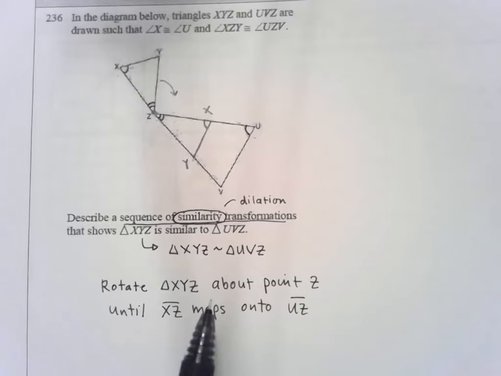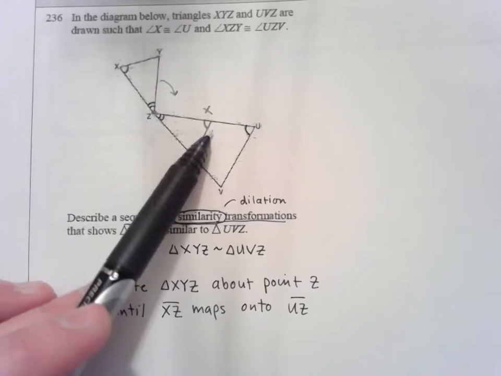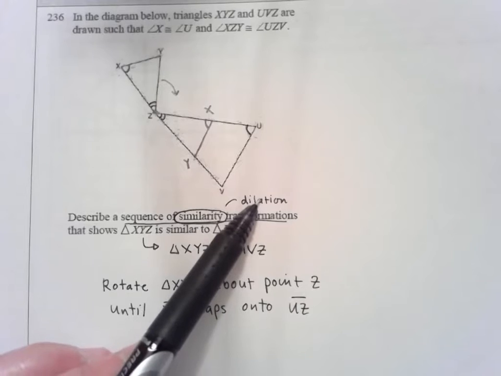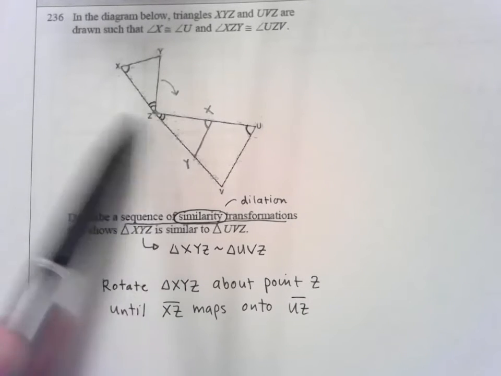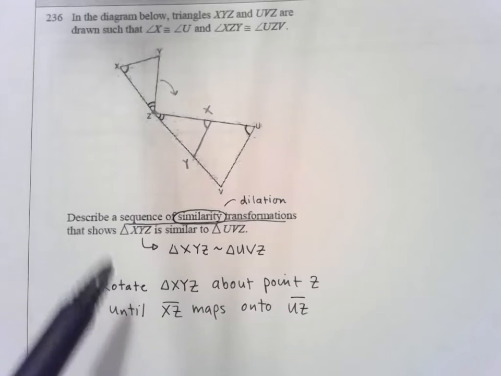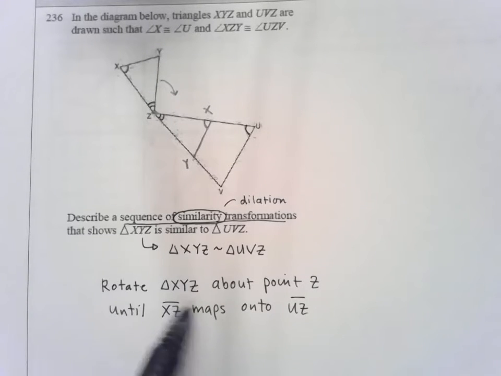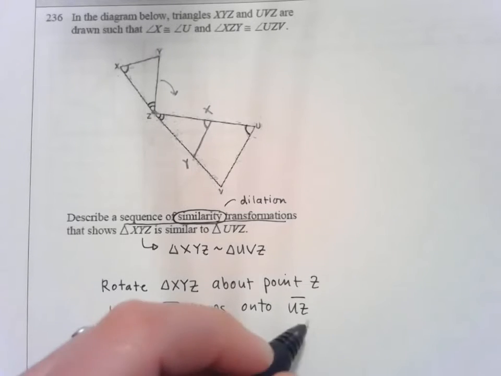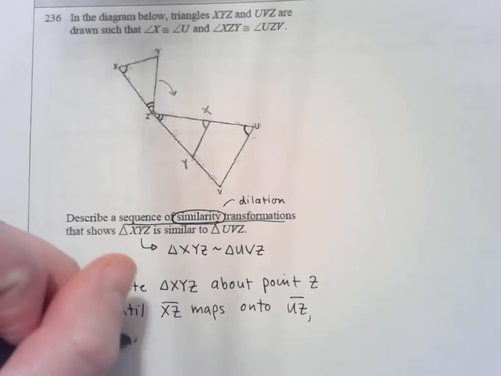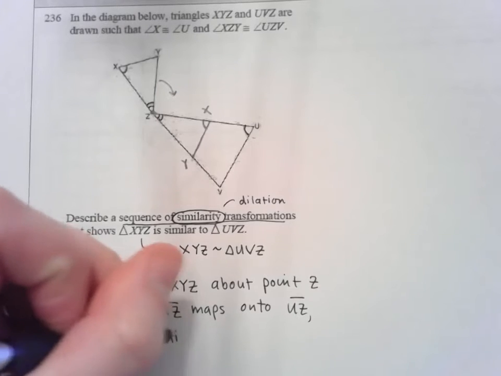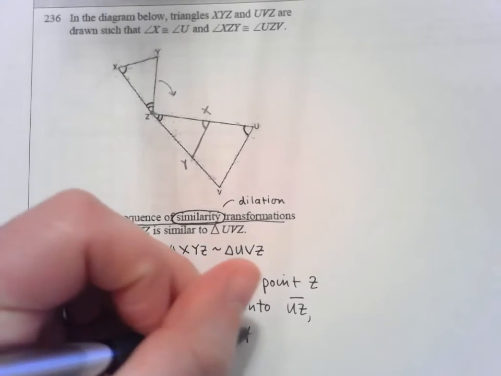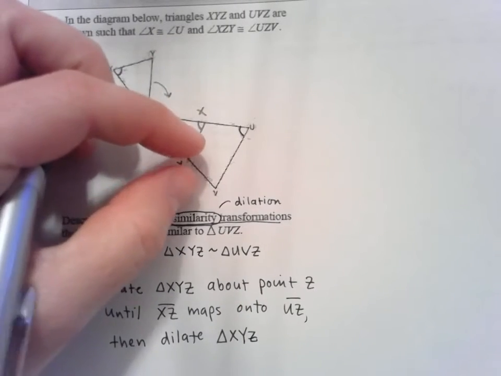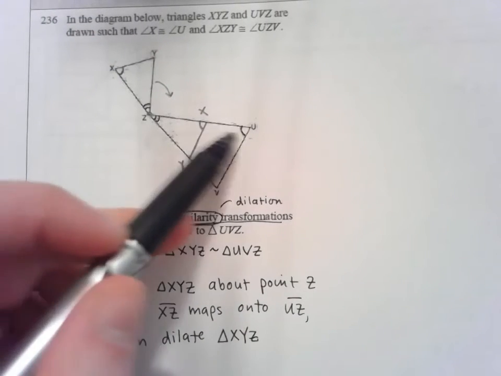From there, I know I'm not done yet because I actually haven't performed that dilation that I knew I was going to have to perform. I also can see that my pre-image has not fully mapped onto my image. So after I rotate XYZ about point Z until XZ maps onto UZ, I'm then going to dilate triangle XYZ so that I can make it larger and have my vertices line up.